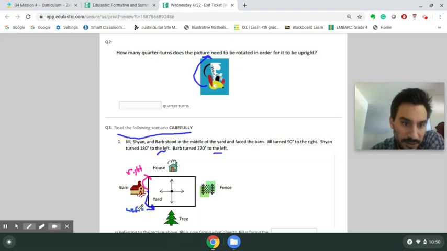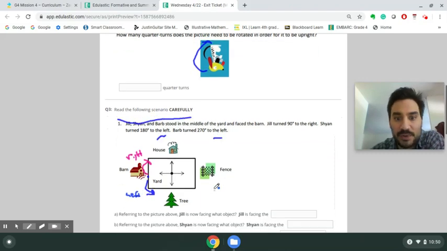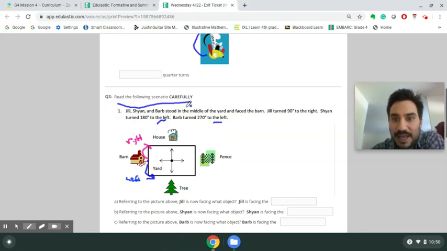So make sure you're turning in the correct direction, and you want to list out what they're facing after they make those turns. I'd actually draw it out. I would draw this box. I'd put the house on top, the tree on the bottom, the fence on the right, the barn on the left. I'd make sure you know the right and the left, and I would trace it out with your pencil or pen or your finger.